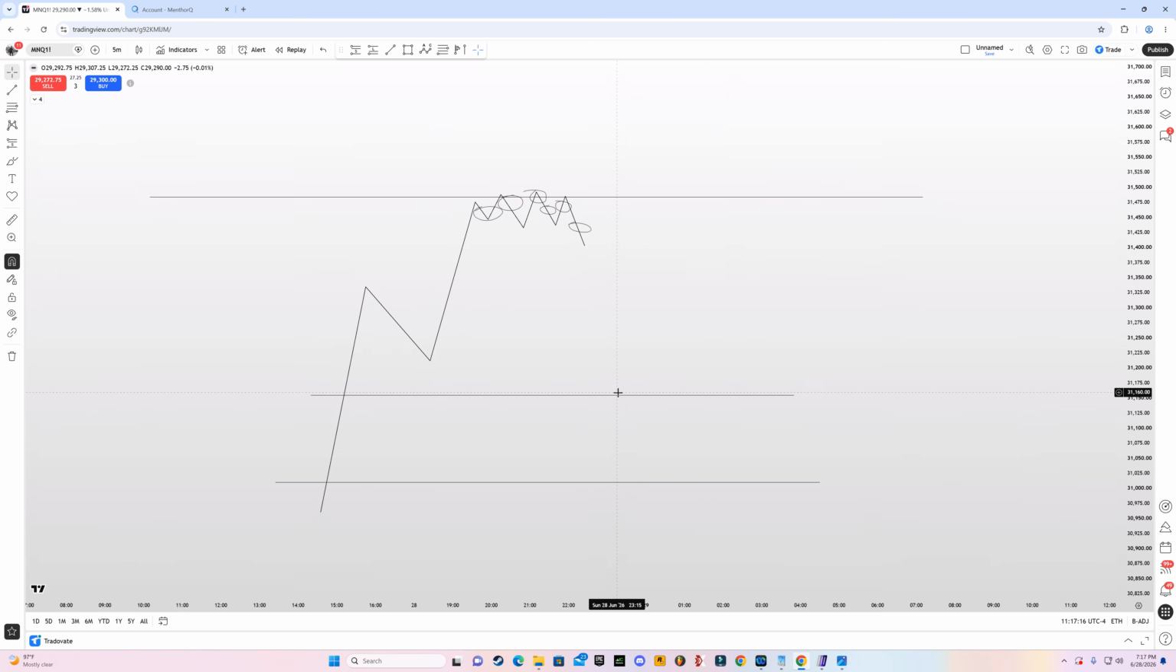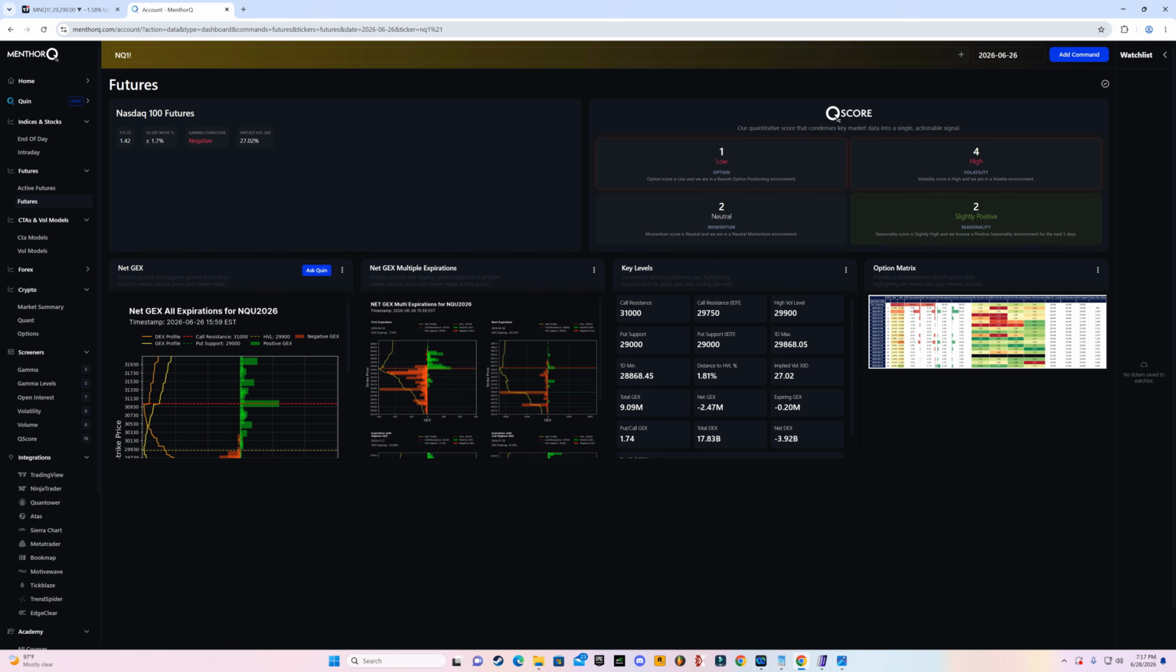Also, let me give you an extra confluence that I use, and those are gamma levels, okay? I've explained gamma exposure in my previous video, one before this one, okay? So I use this platform called Mentor Q, and it basically gives you the gamma condition for the current day, right?